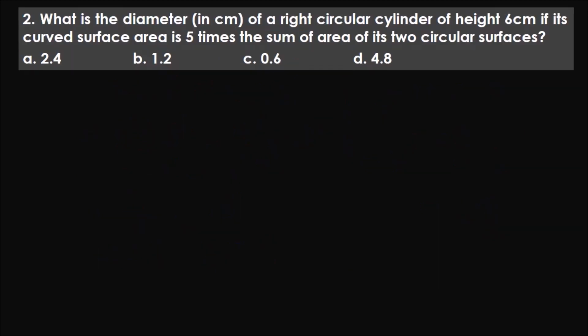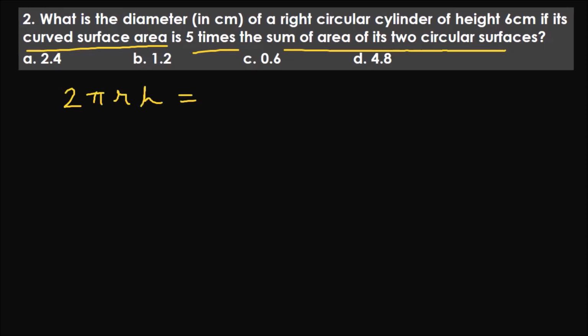Let's move on. Okay. So in this question, we have the curved surface area and the sum of the areas of its two circular surfaces, and it is 5 times of this. So the equation is very simple. We have 2 pi r h, that is the curved surface area of the cylinder. This is equal to 5 times twice the area of the two circular surfaces. Area of a circle is pi r square. That's it. Let's cancel things out now. First of all, 2 and 2 gone. Second of all, pi and pi gone. Third of all, r and r square gone.